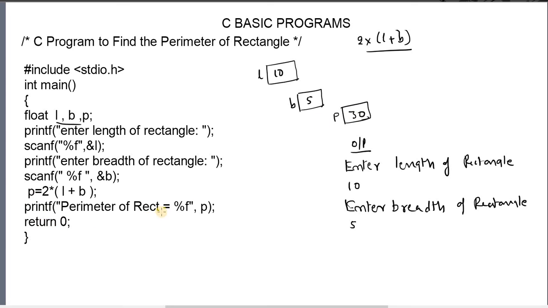This printf again prints what is in the double quotation: the perimeter of rect equal to, but it is a specifier, which is a non-printable character. In place of the specifier we will get the P value. The answer of this is perimeter of rect equal to 30. Then after printf, this program returns 0, then terminates. The C program normally terminates after returning 0.